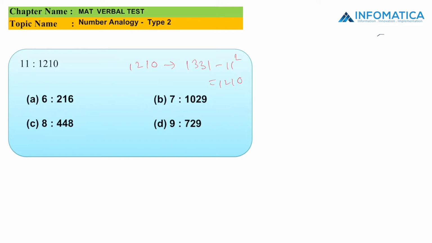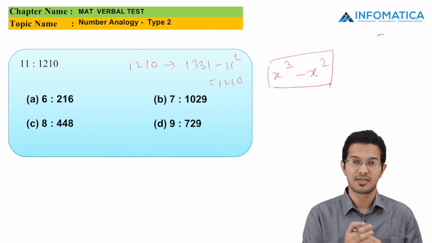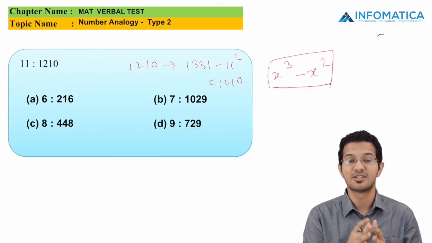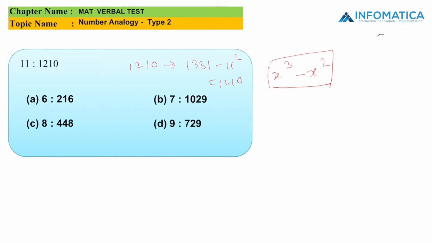So let us write down the pattern. The pattern says that x to the power 3 minus x square. So if I look at all the options, I can say that option C is the most appropriate answer. Let us check it out how.